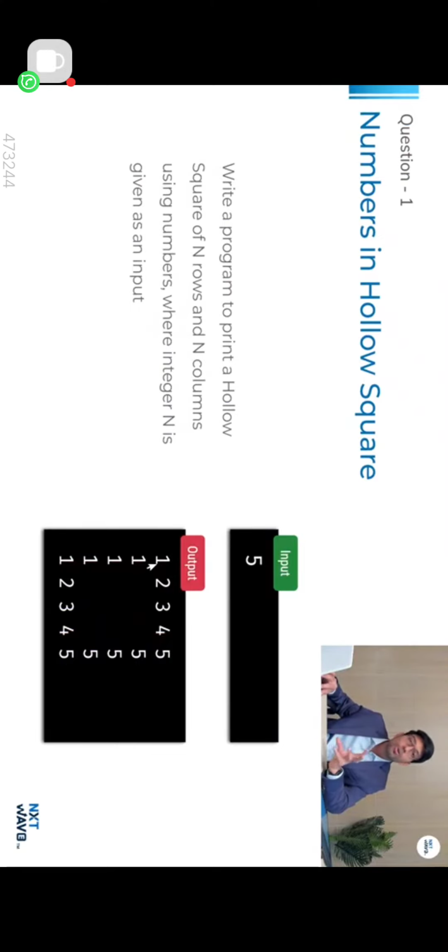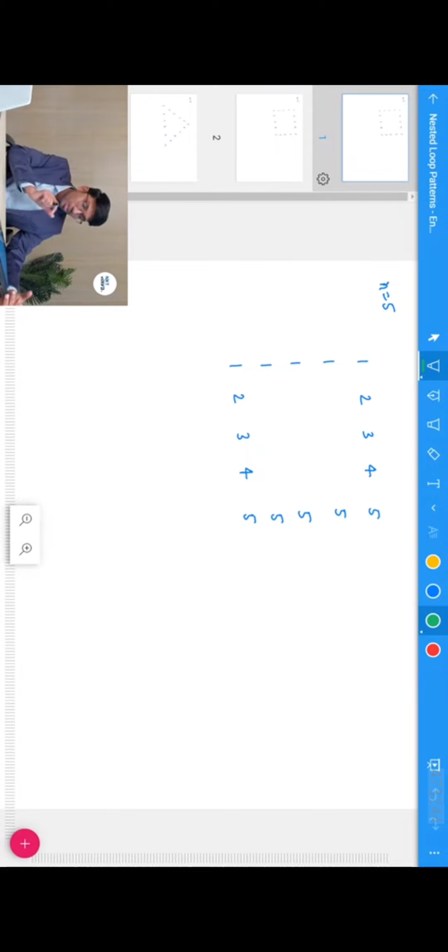You need to print a hollow square, and there should be numbers on the borders of the hollow square. Inside, everything should be spaces. Everything should be blank inside the square. Outside, that is on the border, there should be numbers. To get the logic, the important part is filling the pattern with spaces. You need to fill the entire pattern with spaces.